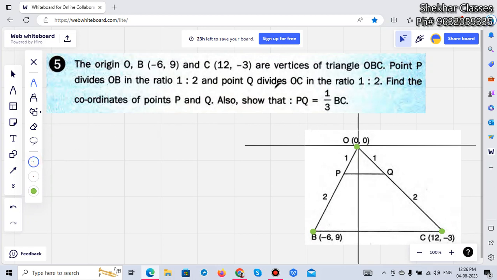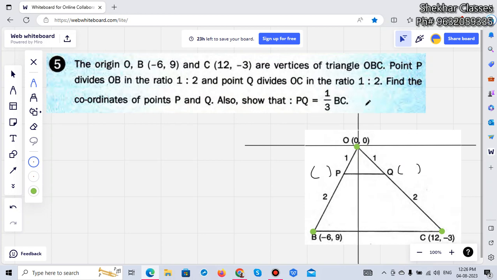And they are given here. So point P divides OB in the ratio of 1:2. There's a point P which is on OB, which divides it in the ratio of 1:2. That is, OP is 1 and PB is 2. Same way, OQ is 2 and QC is also given 1:2. Find the coordinates of the points P and Q. So we have to find this and we have to find this, the coordinate of P here and the coordinate of Q here.